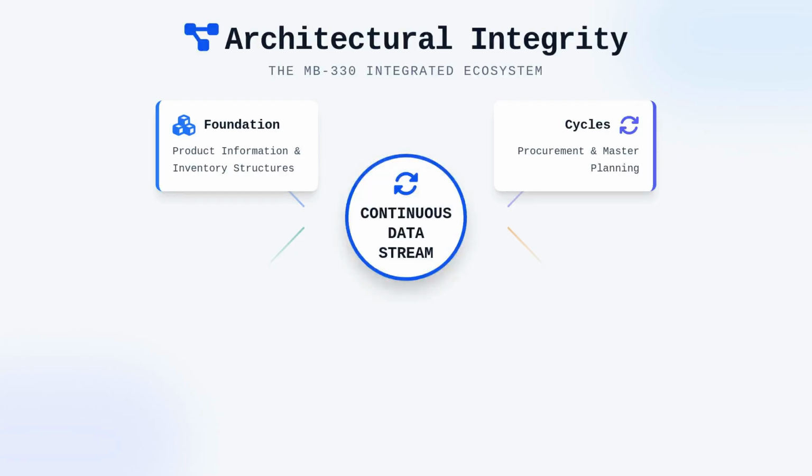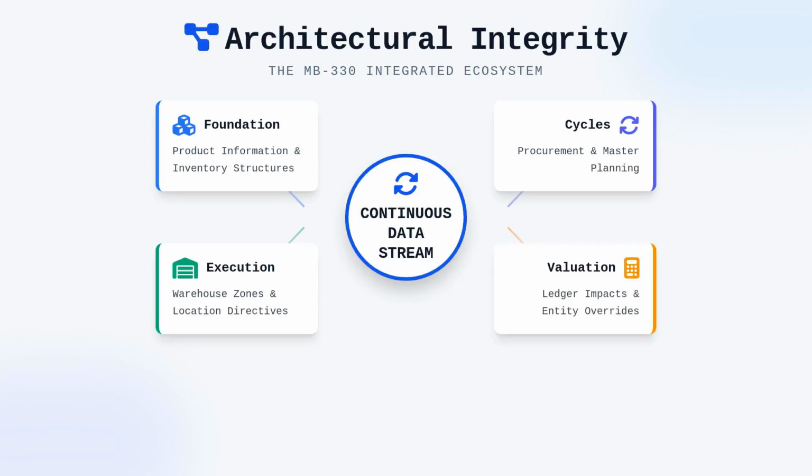The supply chain is not a collection of silos, but a continuous stream of data points moving from planning to execution. When you configure a warehouse zone or a location directive, you are fundamentally affecting how master planning perceives availability and how your ledger accounts for inventory valuation.